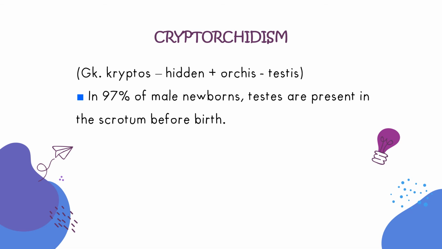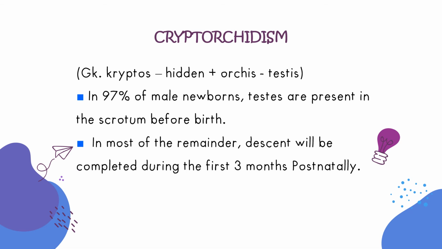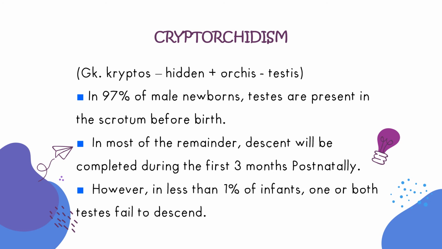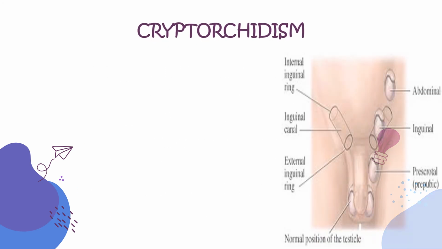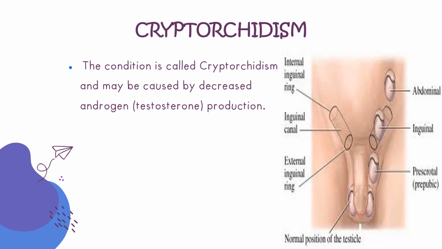So in 97% of male newborns, testes are present in the scrotum before birth. In most of the remainder, the descent will be completed during the first 3 months postnatally. However, in less than 1% of infants, one or both testes fail to descend. This condition may be caused by decreased production of androgen from the Leydig cells.